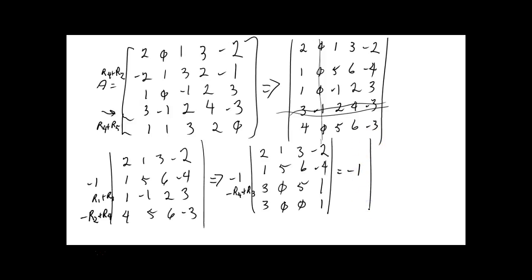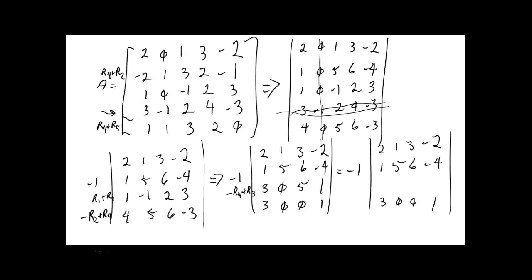Okay. And then what do we have? We're not going to mess with row 1. 2, 1, 3, minus 2. We're not going to mess with row 2. 1, 5, 6, minus 4. Okay? But what we are going to mess with is row 3. And what does it become? I couldn't hear, sorry. Yeah, we're changing row 3. I'll go and write down row 4 so that we know that. 3, 0, 0, 1. Okay.